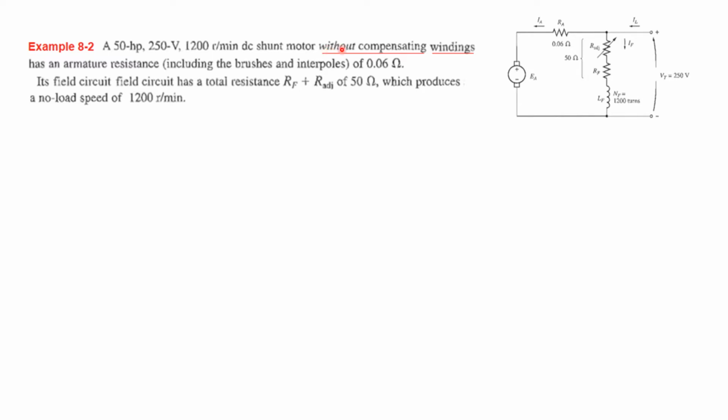Okay, the shunt motor without compensating windings has an armature resistance, including the brushes and interpoles, of 0.06 ohm. So this is the armature resistance. Its field circuit has a resistance of 50 ohms. So this is the resistance of the field circuit, RF plus R adjustable, which produces a no load speed of 1200 RPM. So the no load speed is 1200 RPM. Now for my ease, I prefer that the field windings are on the left hand side, so I have just redrawn this circuit.